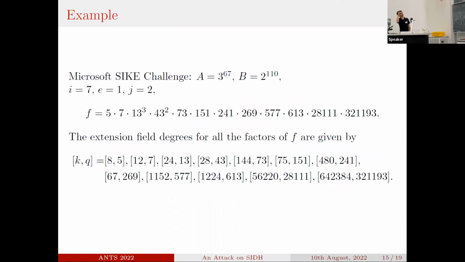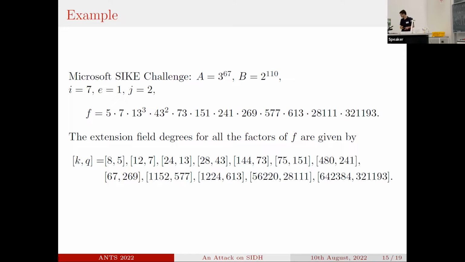And now let's move on to a concrete instance that we gave in the paper. Microsoft launched a challenge for these parameters here: A is equal to 3 to the power of 67, and B is equal to 2 to the power of 110. We found these values for i, e, and j. And this is the smooth degree of the cofactor isogeny that we need to compute.